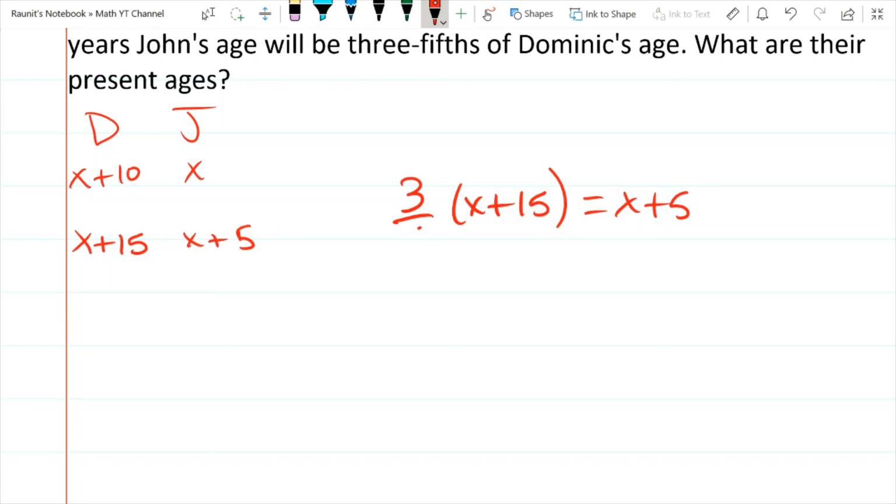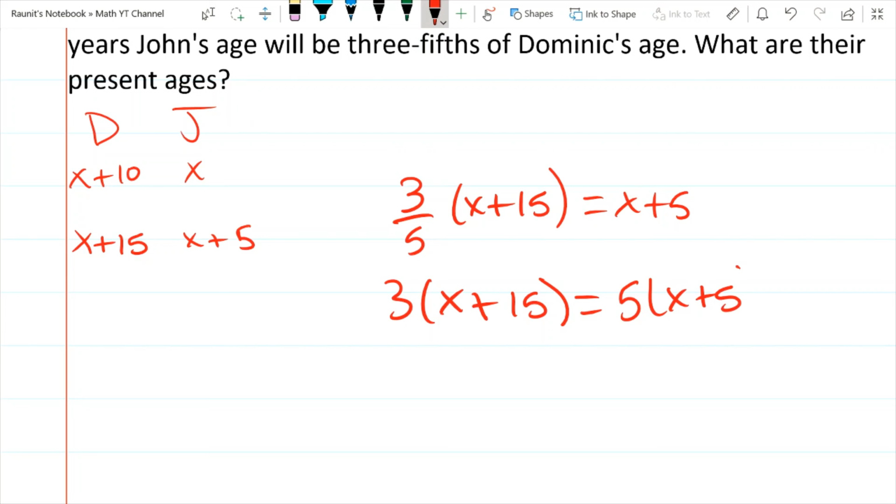So we're going to have 3 times x plus 15, which is equal to 5 times x plus 5. Alright, so we're going to do 3 times x, and then 3 times 15, which is 45, is equal to 5x, and then 5 times 5 is 25.